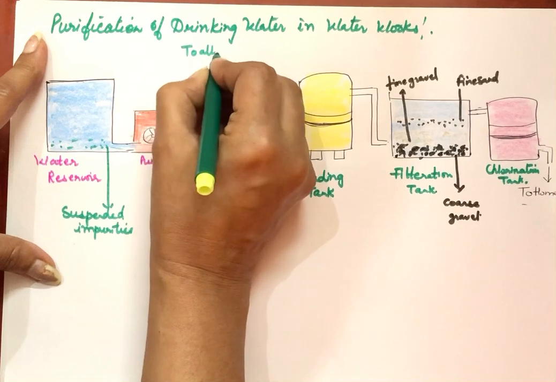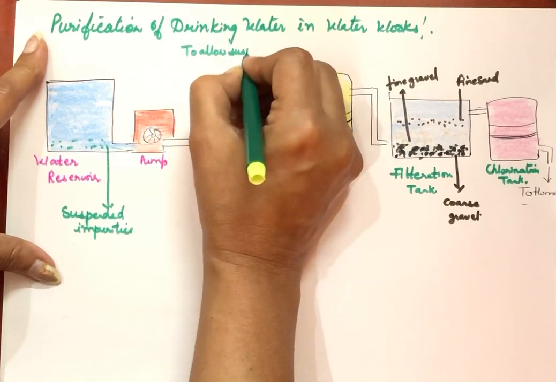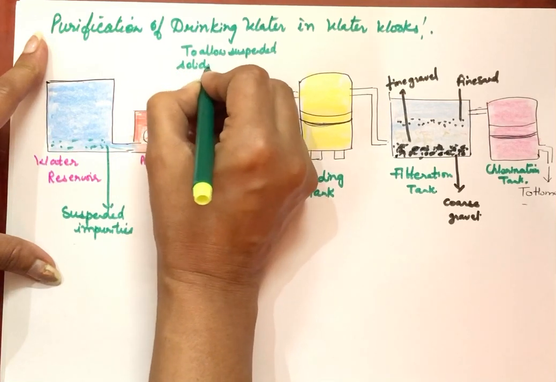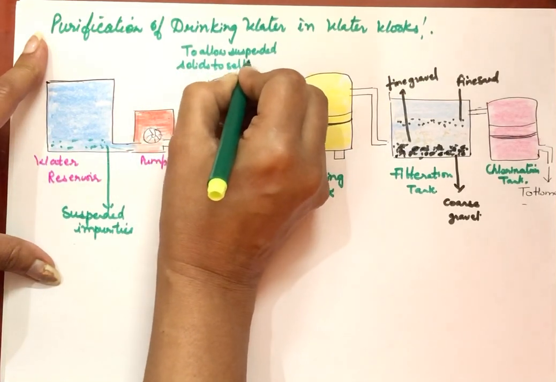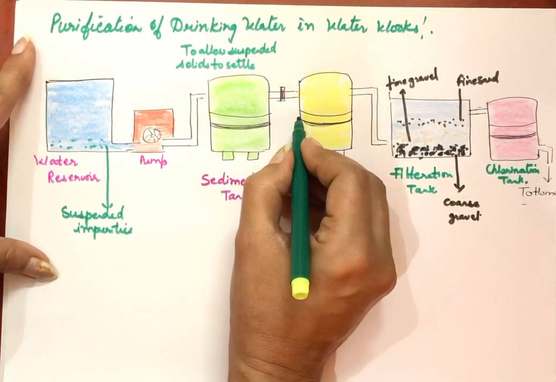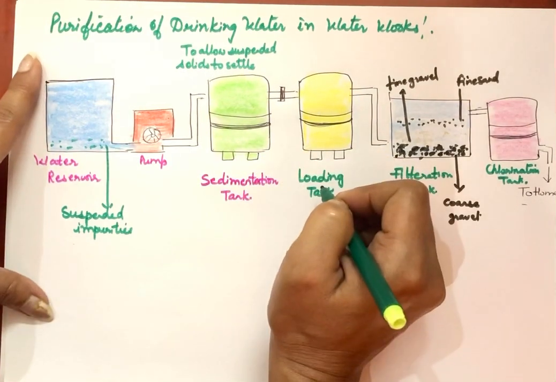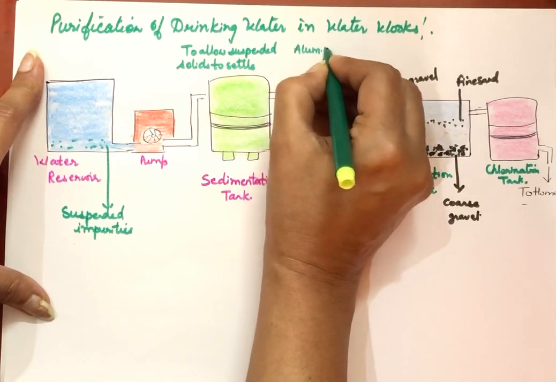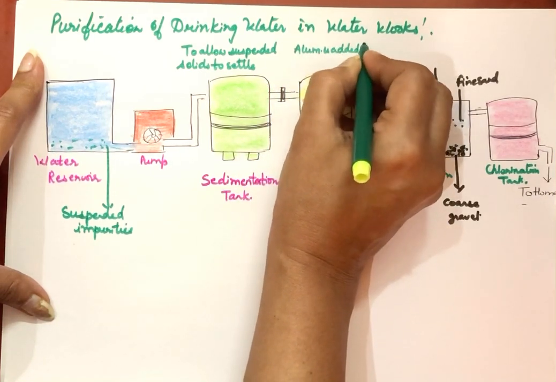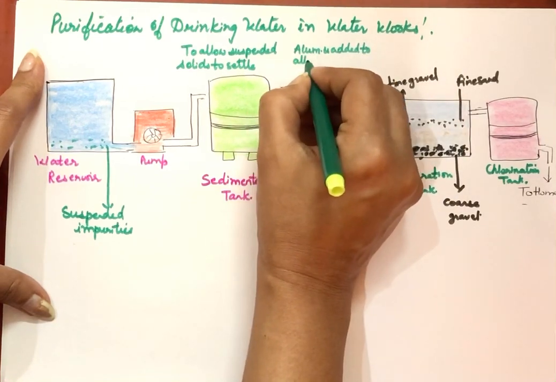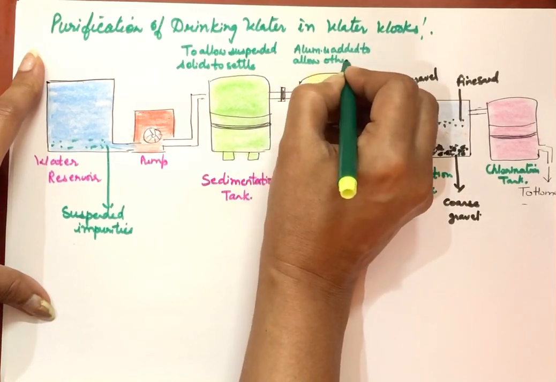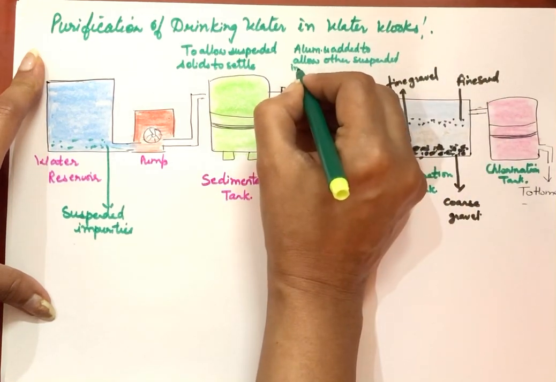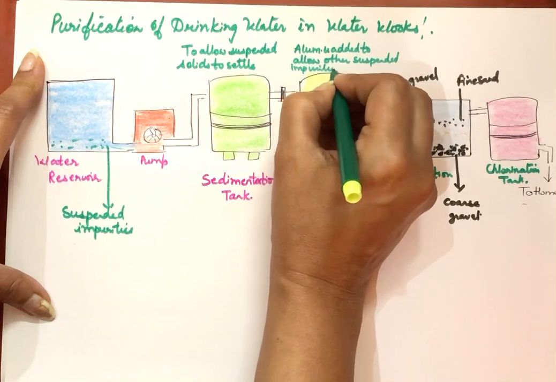It allows suspended solids to settle. In this tank, suspended solids settle down. And then from the sedimentation tank, the water comes into this loading tank. In the loading tank, there is alum. Alum makes the clay particles very heavy. It is added to allow other suspended impurities to settle down, like the clay particles, which will settle down here in this tank.